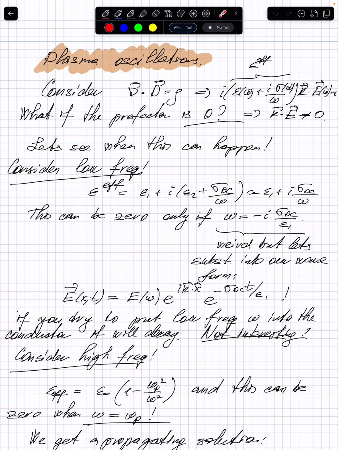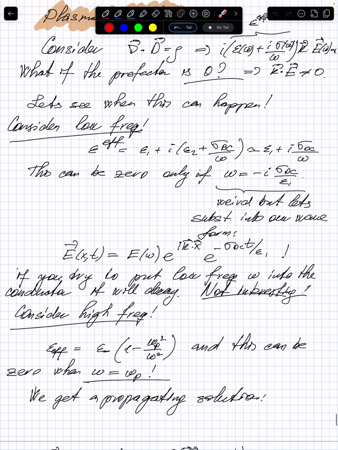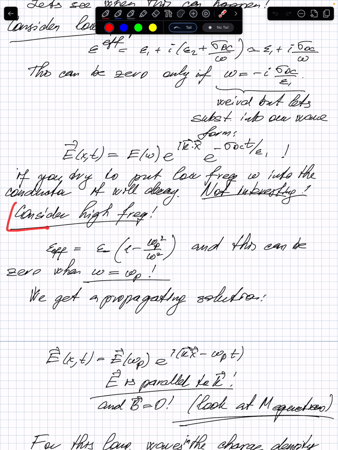That means that if you put a low frequency wave into the conductor, it will decay, not in space but in time. Previously we saw the skin effect where the decay was in x; now it is a decay in time. So it is not an interesting solution, and therefore this low frequency regime is probably not the best to study interesting behavior of our waves when our effective dielectric constant is zero.